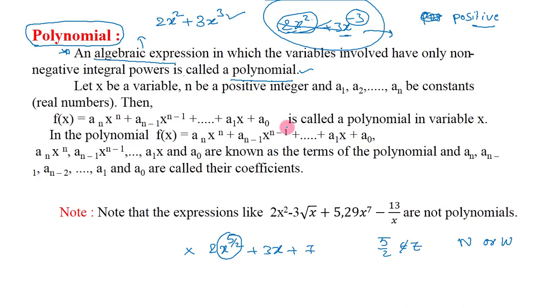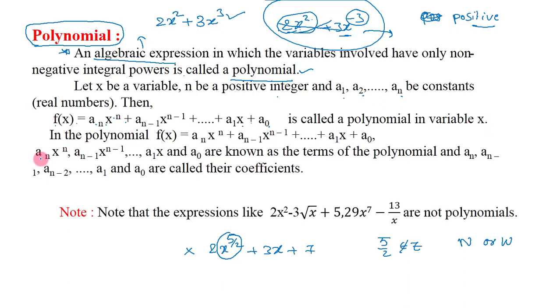I think you might have understood the polynomial definition. An algebraic expression whose powers of a variable are non-negative integers is called a polynomial. Let x be a variable and n be a positive integer, and a0, a1, a2, up to an are constants and real numbers. Then f of x is equal to an x to the power of n plus an minus 1 into x to the power of n minus 1 plus so on, plus a1 into x plus a0, is called a polynomial in the variable x with degree n.